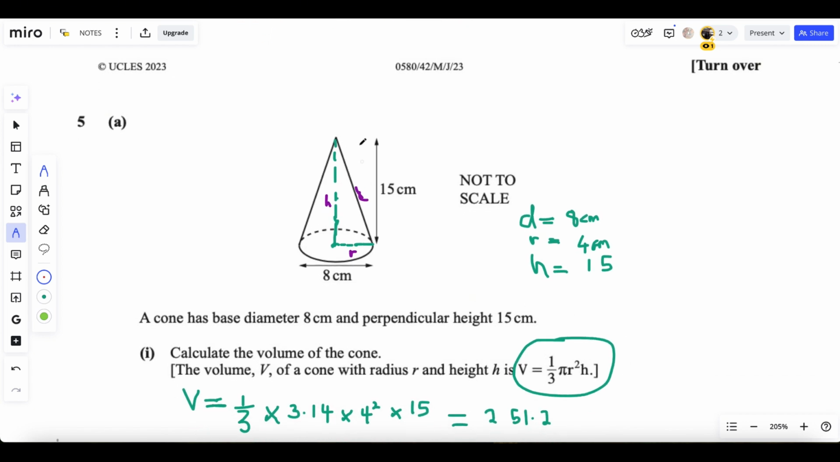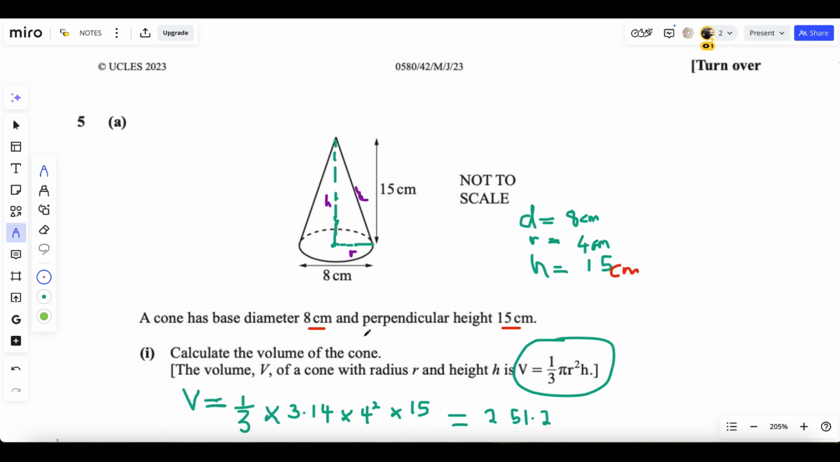Now, first of all, they give us a cone. This figure you see here is a cone. They say a cone has a base diameter of 8 centimeters and a perpendicular height of 15 centimeters. So the height is 15 and the diameter is 8. We can find the radius by dividing the diameter by 2, we get 4. So our diameter is 8, our radius is 4, and our height is 15, in centimeters.